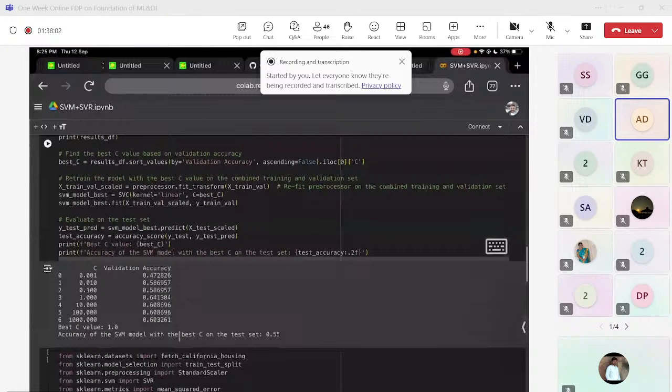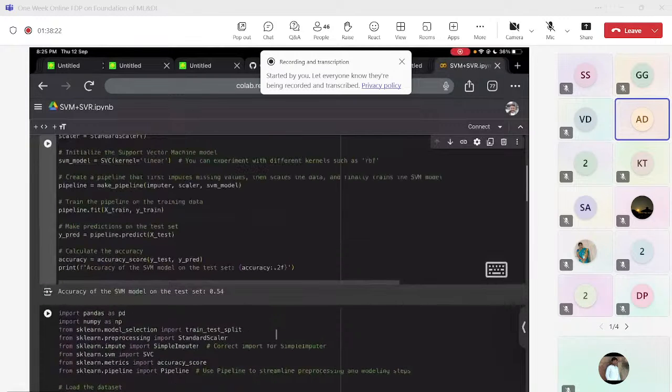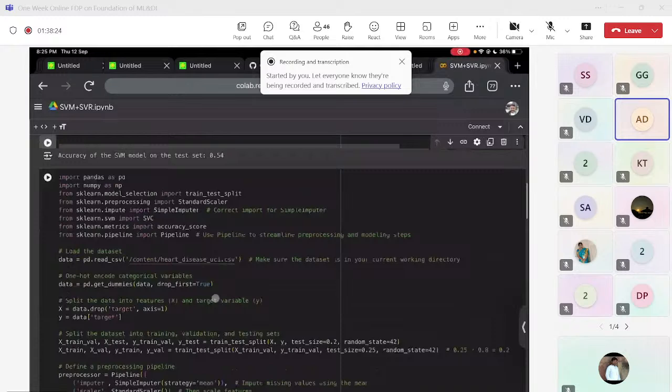So this is what you'll see. A bunch of different C values are there, and these are the validation accuracies. The best C value is 1. It gave us 64% on validation, and now when you finally use this C of 1 on the test set, you got 55%, which is okay, but not the best. This is clearly indicative: 54 here and 55 there.